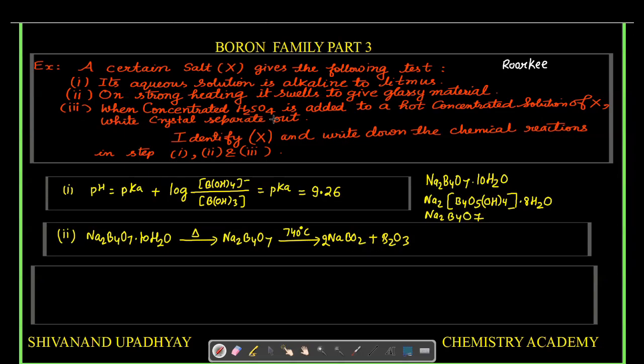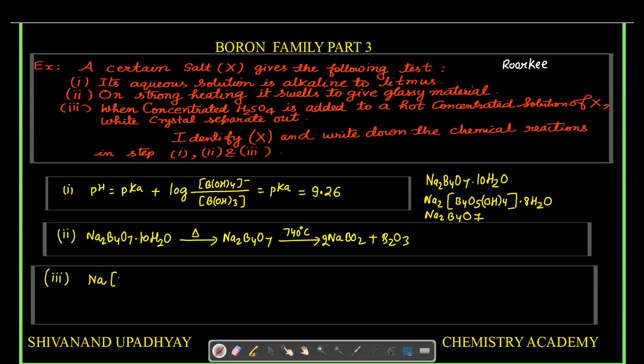Now the third point: when concentrated H2SO4 is added to a hot concentrated solution of X, white crystals separate out. So that we can understand, I am writing for solution. If you understand the concept better, this water of crystallization will dissolve. So I can write that it is existing in the form of Na2B4O7, right? And then it will react with sulfuric acid. We can write like this, or this is the more logical way to write, because it is existing like this. In the solution, it is acting like a buffer solution. So only this salt is going to react with this.